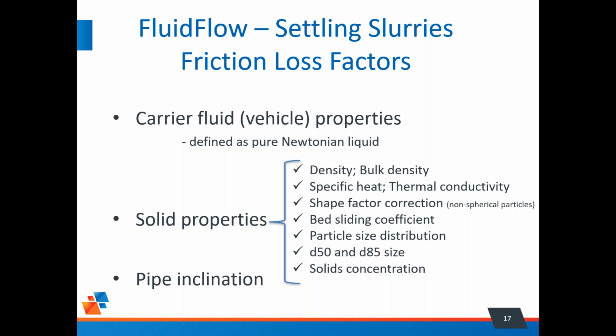By the way, you might have noticed a note there that the thermal module is included with all the FluidFlow modules. But as far as friction losses here, there are some solid properties which are important. So, for example, a shape factor correction, which is going to account for non-spherical particles. So basically, it will take into account the difference in settling velocity between a solid of the same diameter, in the shape of a sphere, and one that's of an irregular shape.